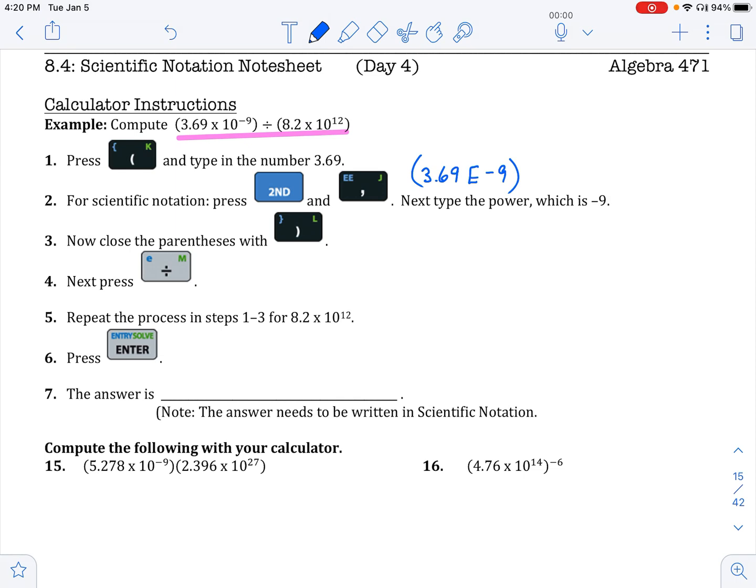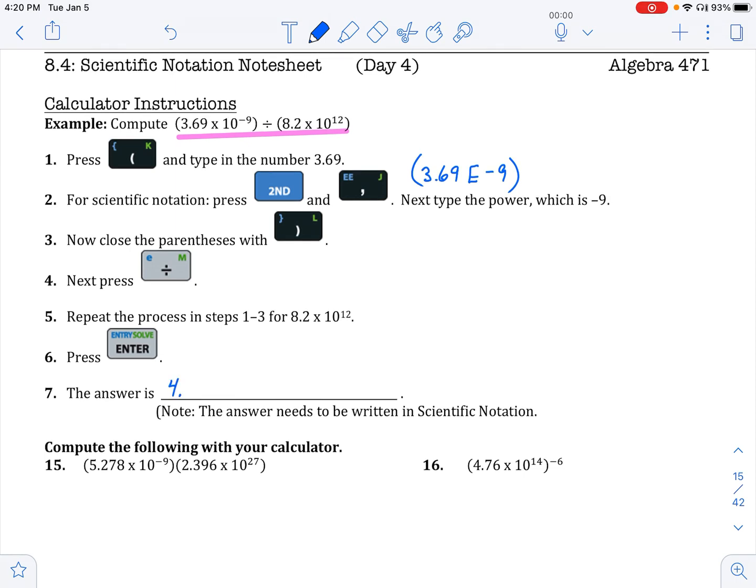I'm going to hit enter, and I'm going to write down that the calculator tells me that I get 4.5 E negative 22. Well, I would like to rewrite this because if it starts in scientific notation, we want to write our final answer in scientific notation, and that is 4.2 times 10 to the negative 22.